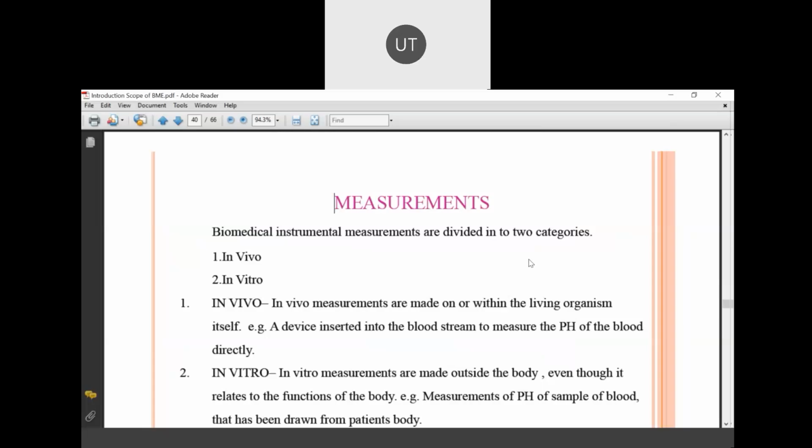Okay, so in vivo and in vitro are the two categories into which measurements are divided. The first one is the in vivo measurements.